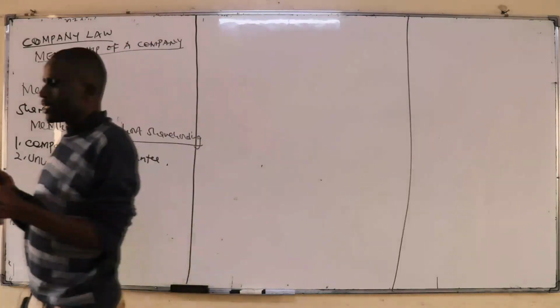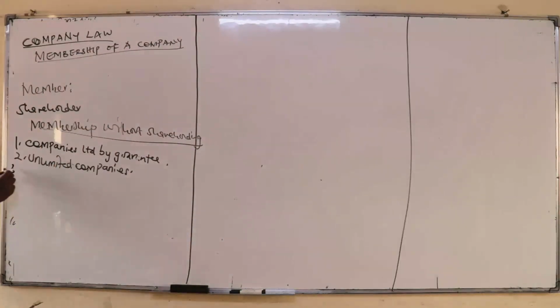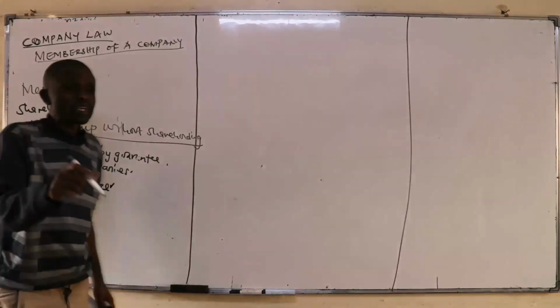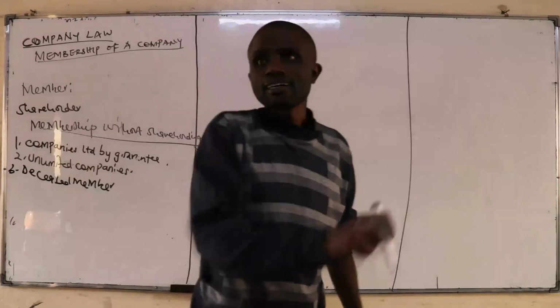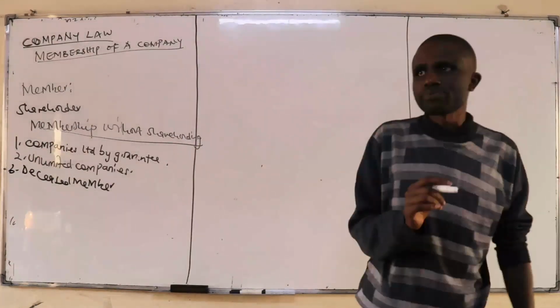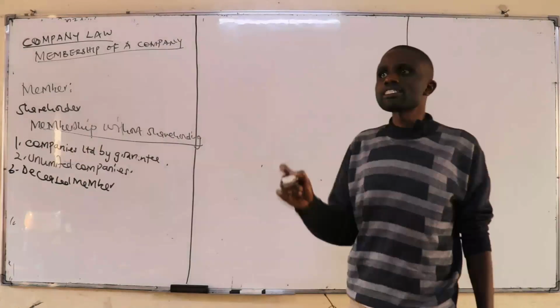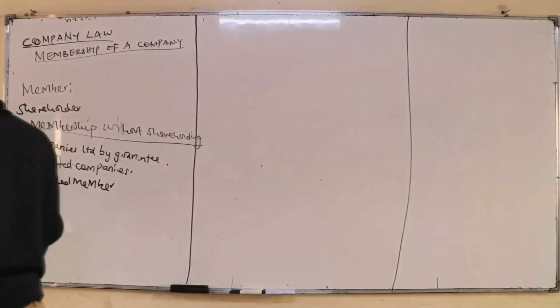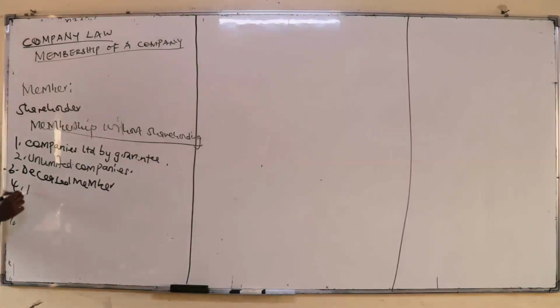And three, in case of a deceased member who is still in the register of members. You say, as long as you're in the register of members, you are still a member, whether dead or alive. Are you together? A deceased member whose name has not been removed from the register of members. And number four, bankrupt member.